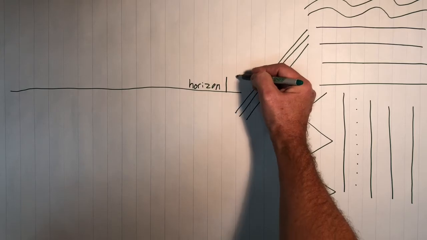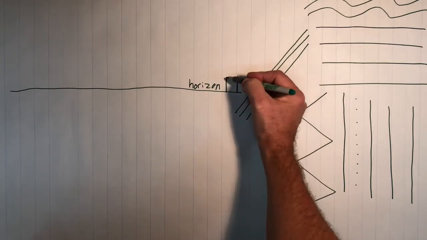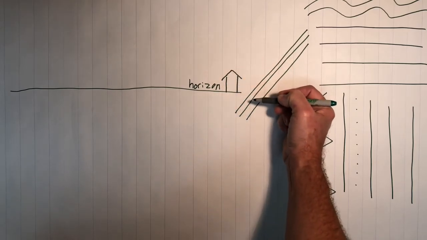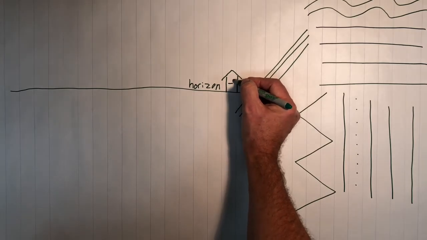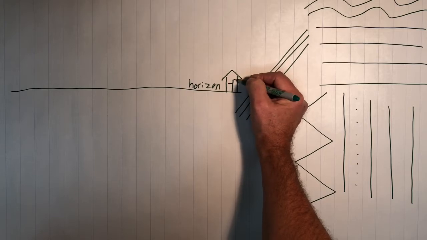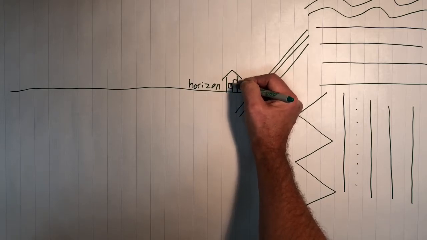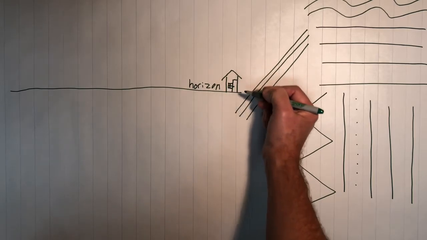So I'm going to put a little house up here. I'm going to draw two vertical lines and two diagonal lines and some horizontal lines. So then I'm going to draw some vertical lines down, and I'm going to make a little house with a window.